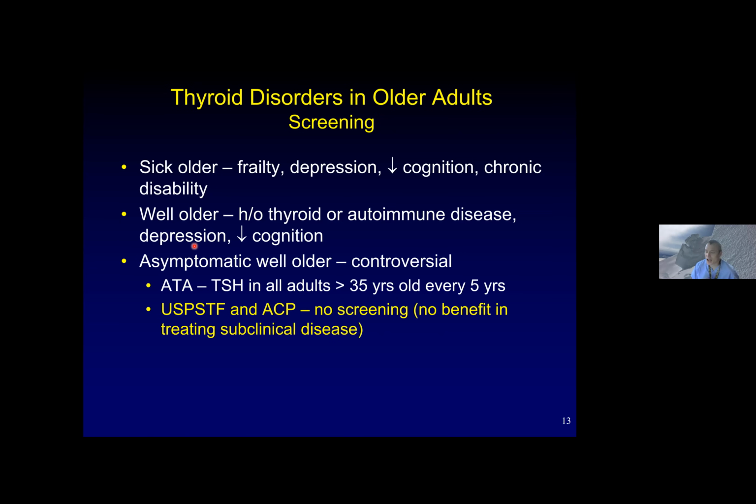If a patient is not having any symptoms, it is controversial as to whether we need to screen that individual for thyroid disease. For instance, the American Thyroid Association recommends a TSH check in adults over the age of 35 every 5 years. But the USPSTF and the American College of Physicians recommend no screening because they don't believe in the benefit of treating subclinical disease.